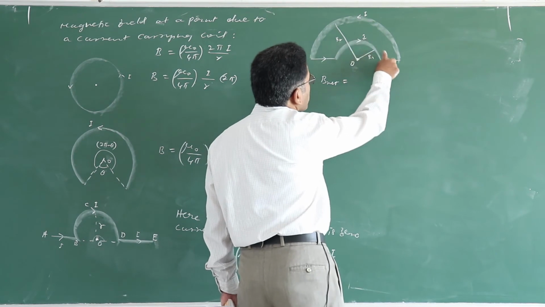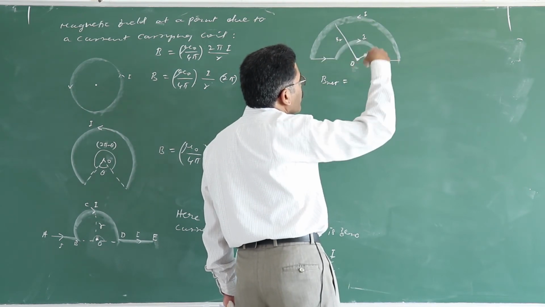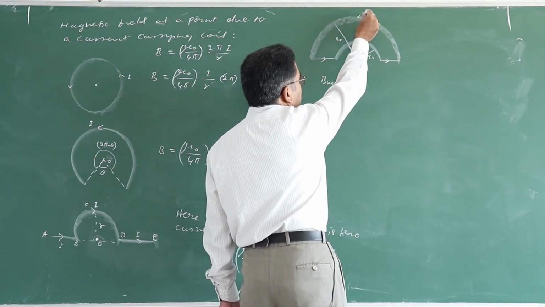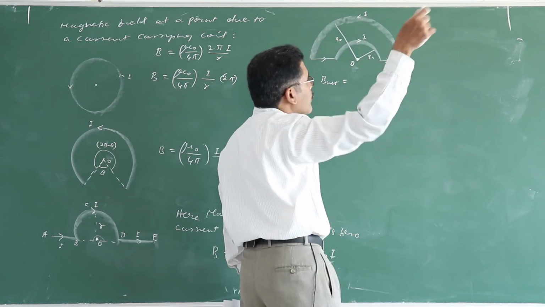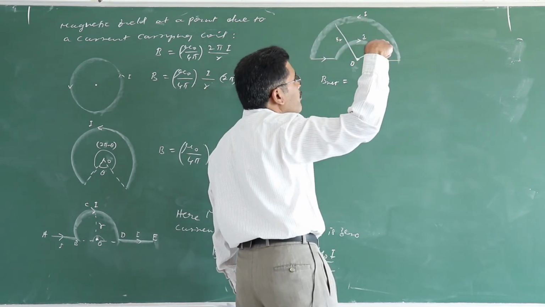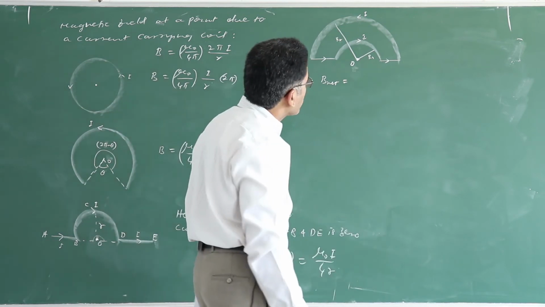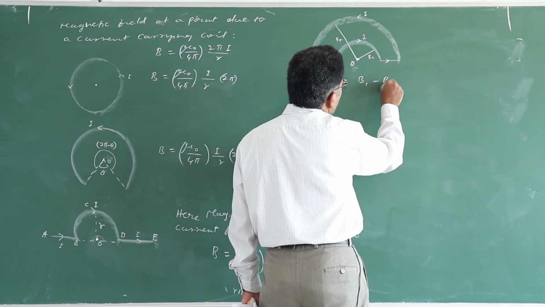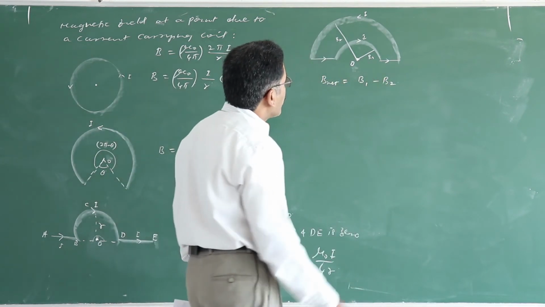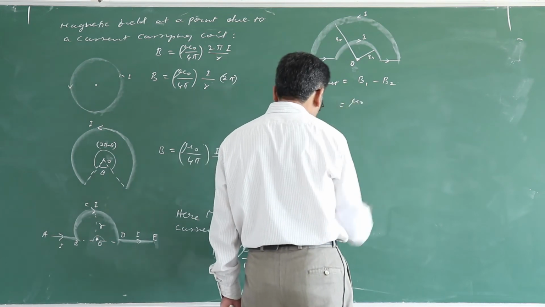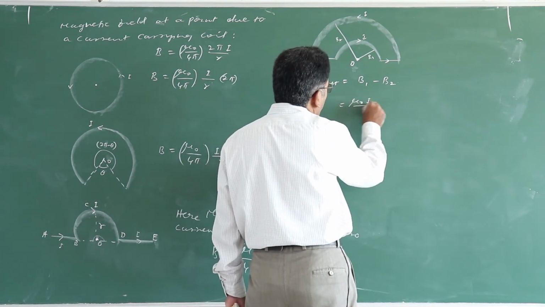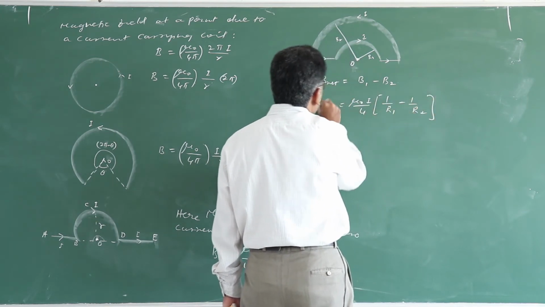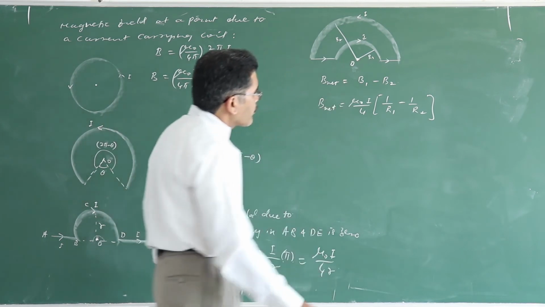in this case current is in clockwise direction. Therefore, magnetic field is into the board. Here it is in anti-clockwise direction. Magnetic field due to the outer semicircle is towards you. Due to the inner semicircular path is into the board. See, therefore, what is net magnetic field? B1 minus B2. This is equal to mu naught I divided by 4, 1 by R1 minus 1 by R2. See, this is net magnetic field.